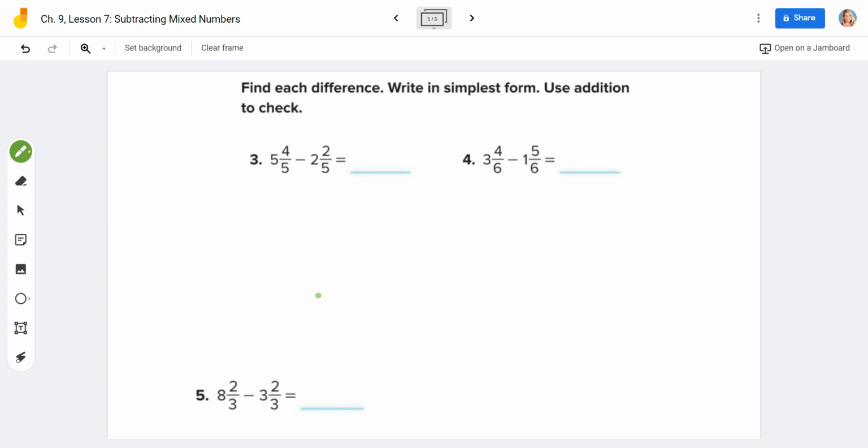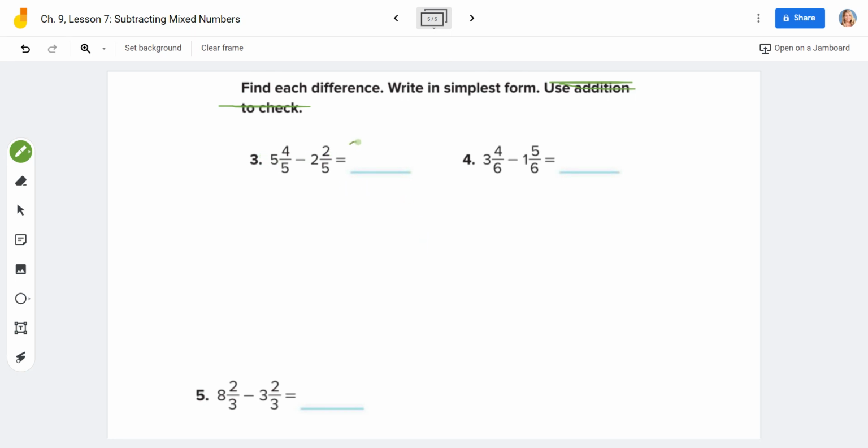Find each difference, write in simplest form, use addition to check. Now you do not have to use addition to check, but you can if you want to. So let's look at number 3. 5 4/5 minus 2 2/5. Check your whole number. Does your largest whole number come first? Yep. Does my largest numerator come first? Yep. So I get to subtract these, easy peasy.